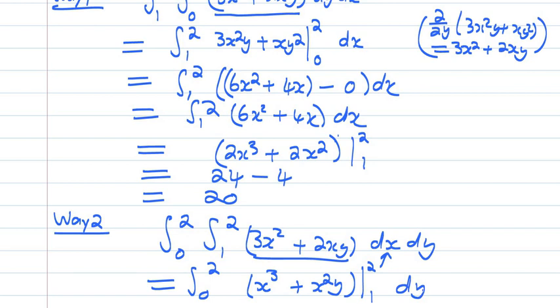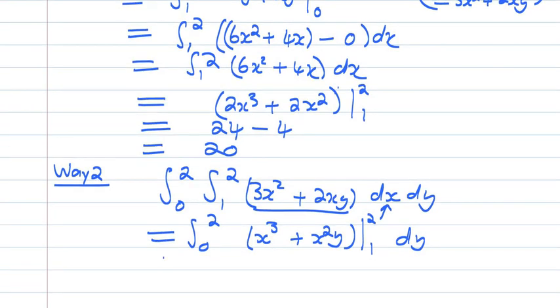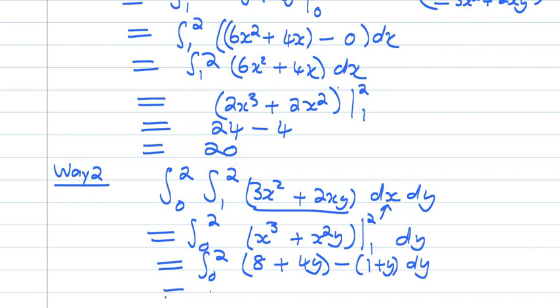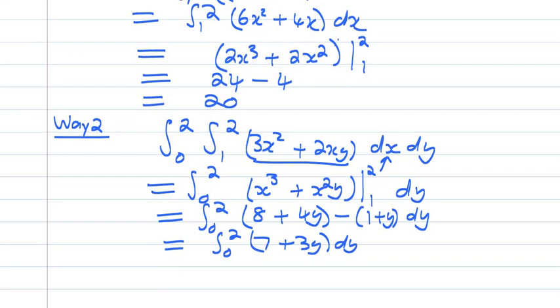So because we have dy there, we know we're replacing all the x's with 1 and all the x's with 2. And so we continue. We replace all the x's with 2, so that becomes 8 plus 4y. And then we replace all the x's with 1, so it becomes 1 plus y. And if we simplify that, that becomes 8 minus 1, which is 7, plus 3y dy.